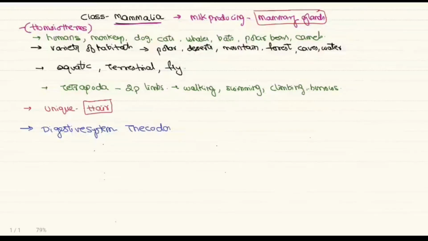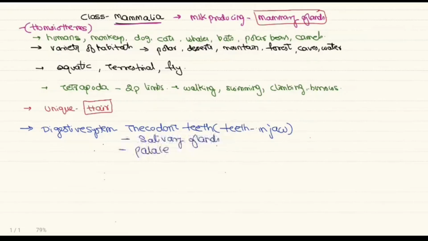So let's quickly see the different types of systems. Coming to the digestive system, we have thecodont teeth. So what is thecodont teeth? Our teeth are present in the jawbone. So we have the teeth in the sockets of the jaw, called thecodont teeth.